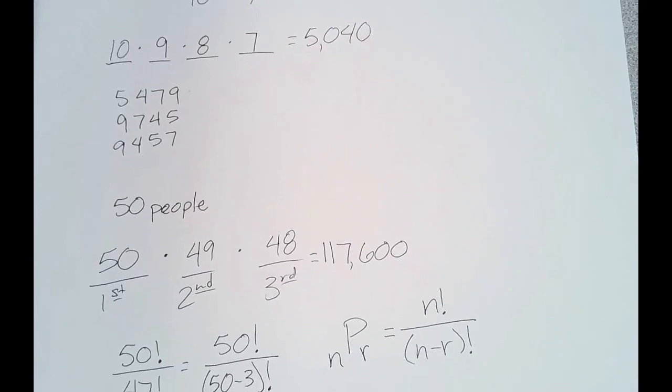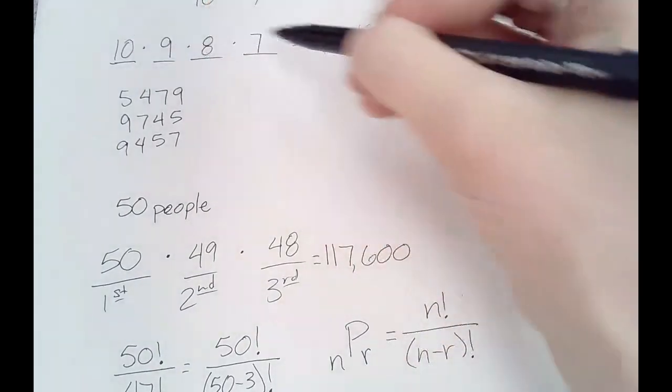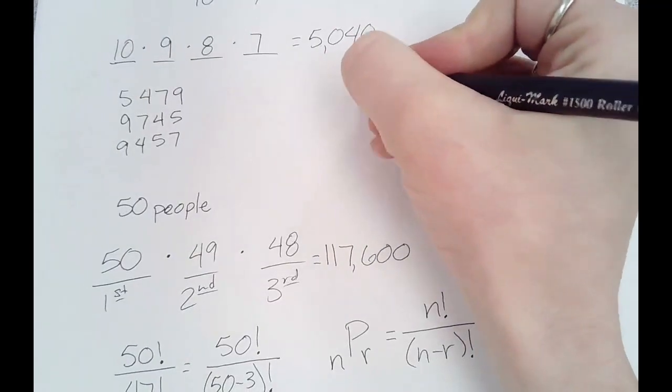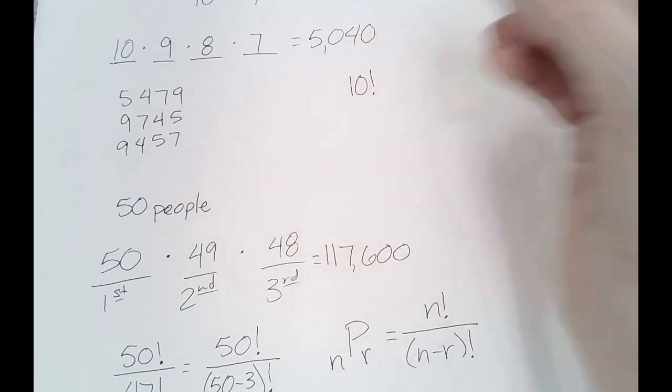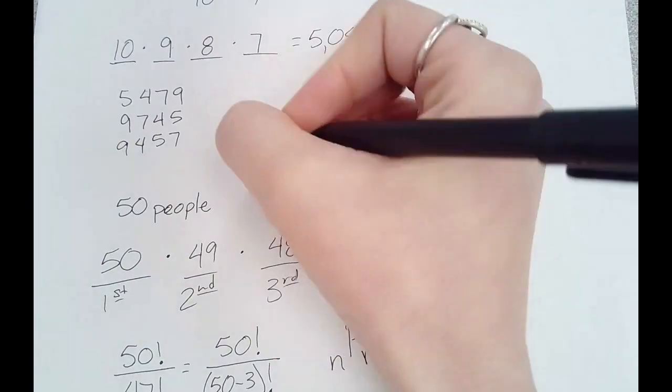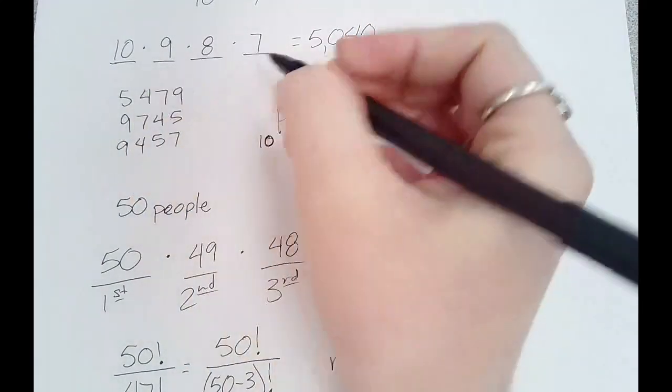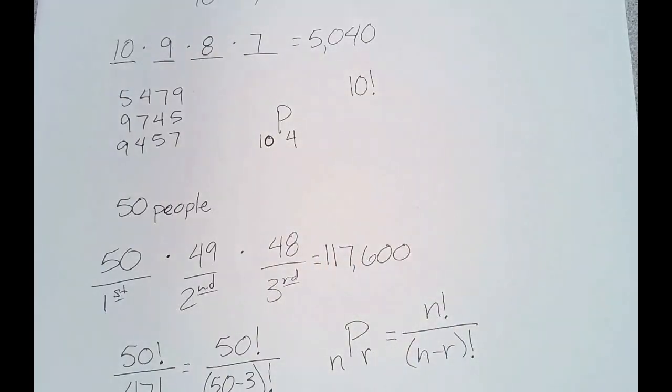So let's see if that works now when we go back up to this example right here with the passcode or the password that needed to not have repeated digits. So we had 10 digits to choose from. So we have 10 factorial. And then we're picking 4 of them to be in our password or our passcode.